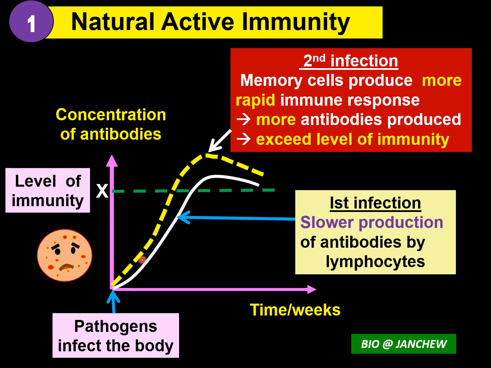And because they produce these antibodies faster, they are able to destroy the pathogens faster, and they will not fall sick because of the disease. Okay? So the level of antibodies will increase very fast and exceed the level of immunity. All right? For the second time, but this time it's faster. Production of antibodies is faster, and more antibodies will be produced. All right? So the person will not fall sick from the disease, and we say that he is immune to the disease.